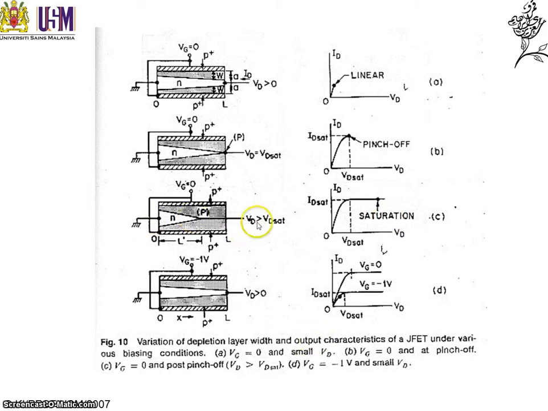As you see here, VD is much larger than VD saturation, which is the saturation voltage. So here you see the pinch off is occurring already over here. Pinch off starts when you reach the saturation voltage, you start to have the pinch off at the end here, and then the current just stays flat. The current doesn't change.